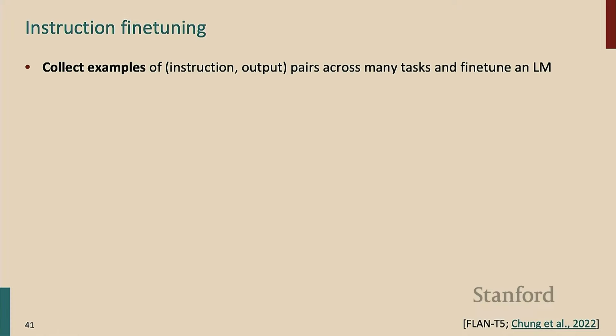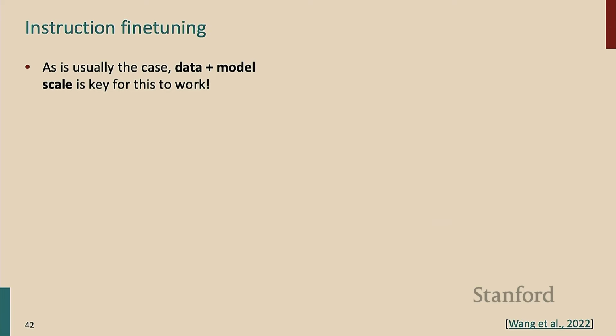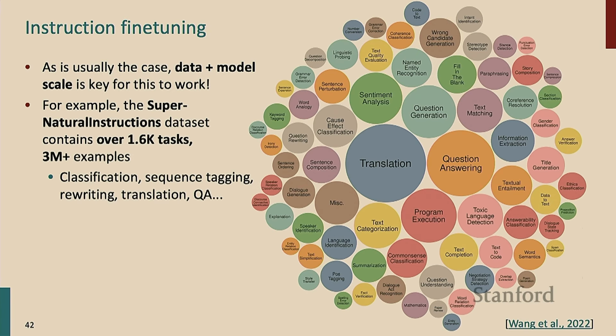So as you might expect, data and scale is kind of key for this to work. So we're going to collect a bunch of examples of instruction output pairs across many tasks, and then fine-tune our language model, and then evaluate generalization to unseen tasks. Okay. Yeah, so data and scale is important. As an example, one recent data set that was published for this is called the Super-Natural Instructions data set. It contains over 1.6 thousand tasks containing 3 million examples. So this includes translation, question answering, question generation, even coding, mathematical reasoning, etc.